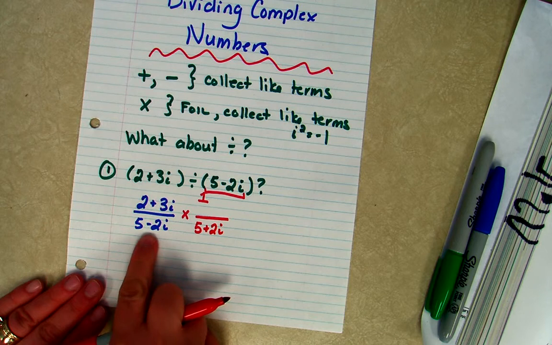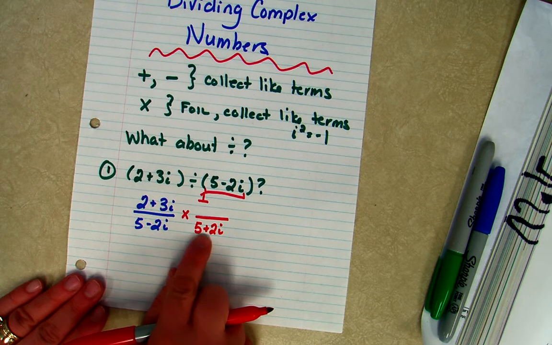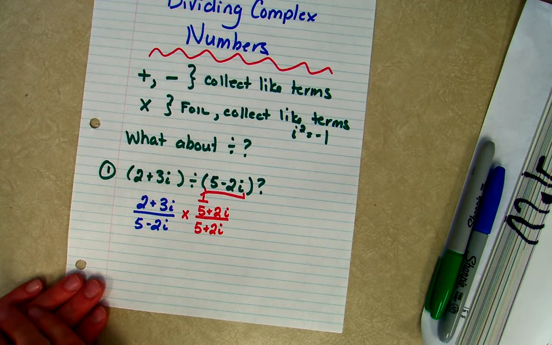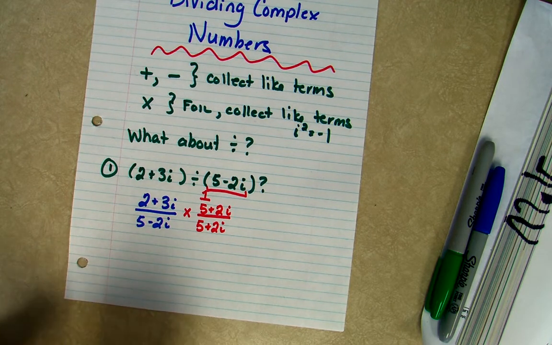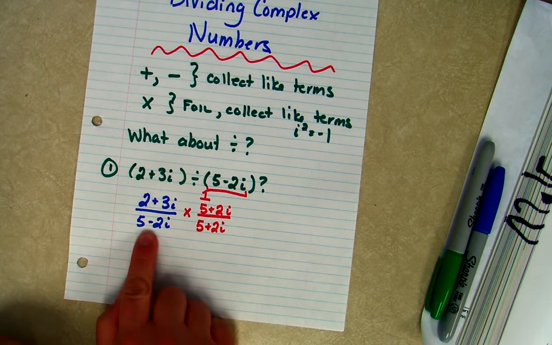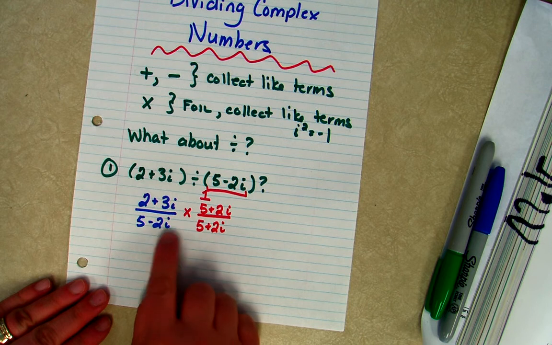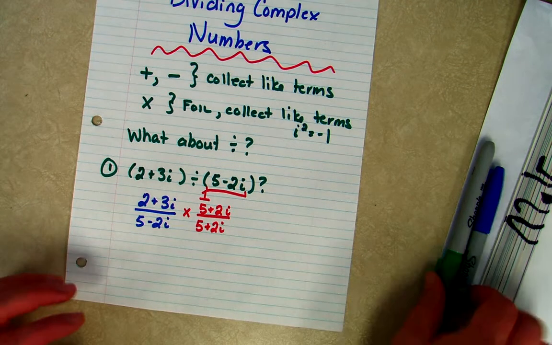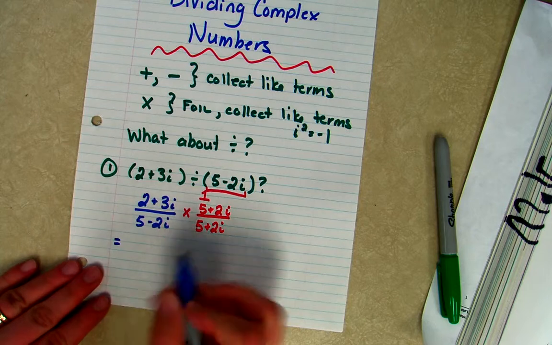We talked about yesterday what the conjugate pair was. And because I want this to be 1, I have to do 5 plus 2i on the top and the bottom. So you always look at what you're dividing by, or the bottom, and make up 1 based on the conjugate pair. These have to be the same. It's plus in both of them. And now I'm going to FOIL. I'm going to FOIL the top.